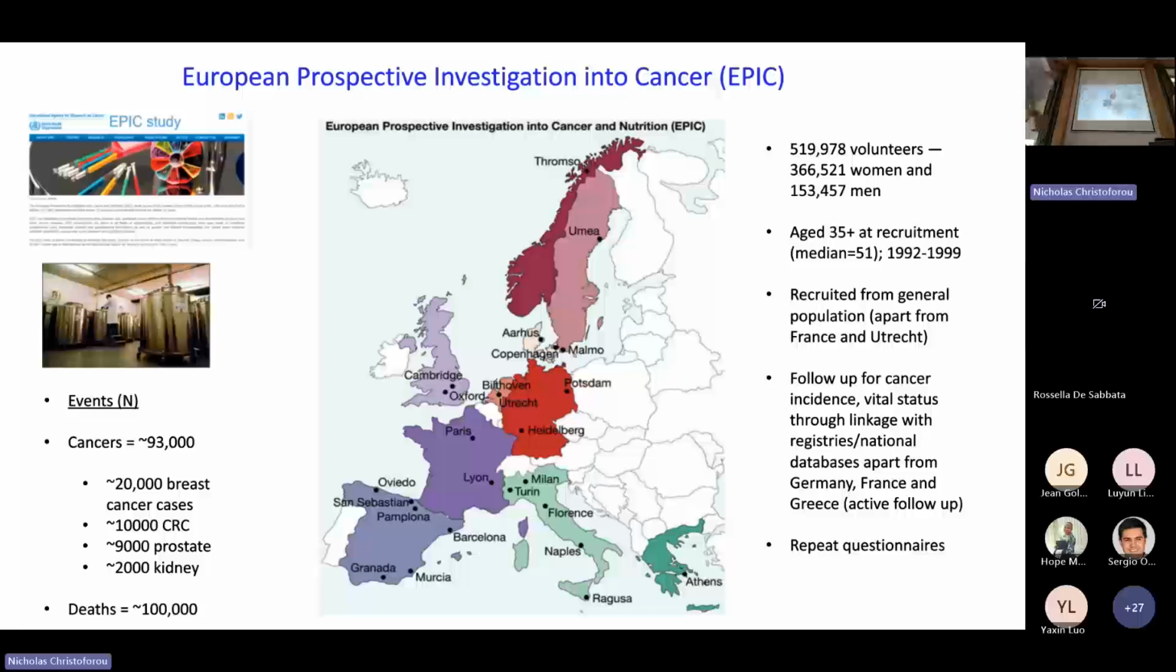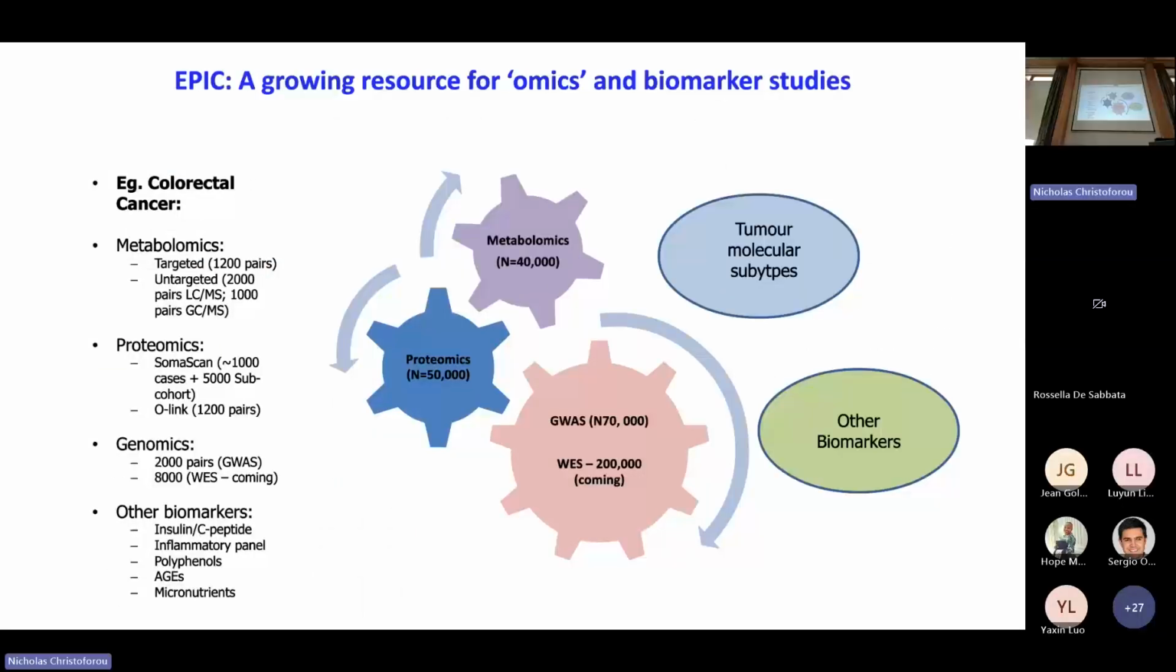But within EPIC in particular, we have now been moving away from the questionnaire-based, diet-based hypotheses, which were really the cornerstone of why EPIC was set up in the first place, looking at variation in diet and lifestyle across different European countries and trying to link that to cancer. We are really trying to put more resources into making it a resource for omics and biomarker studies in conjunction with questionnaire-based data.